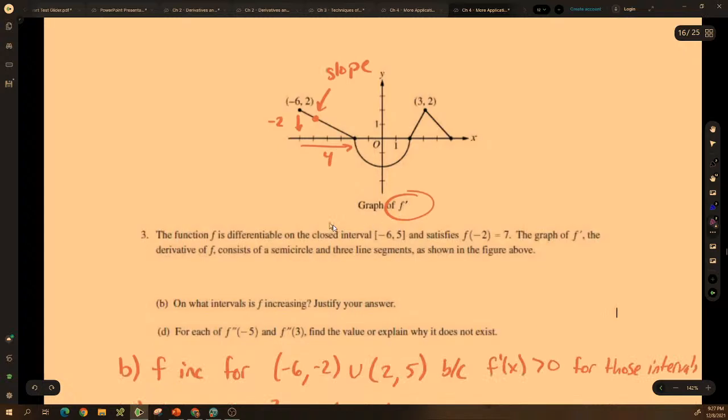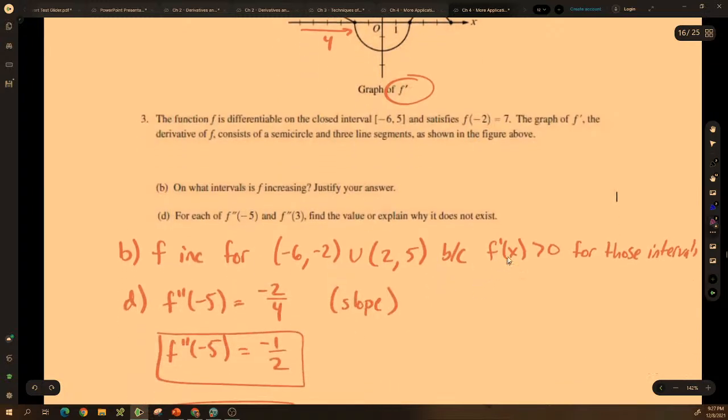Next one, very, very fast. We have a graph of f prime. Where is f increasing? That's when f prime is above the y-axis. So from negative 6 to negative 2, union from 2 to 5. Okay, why? Because f prime of x is greater than 0. You can say because f prime of x is positive for those intervals.